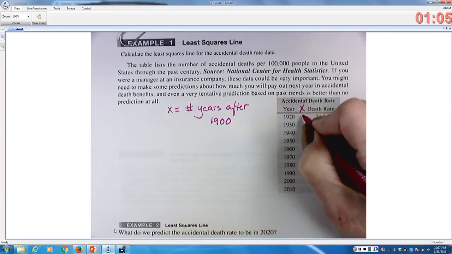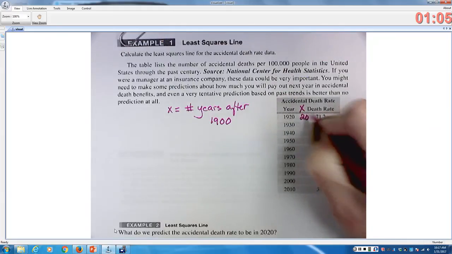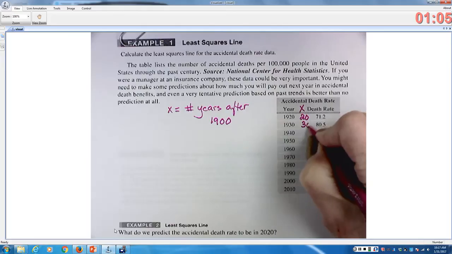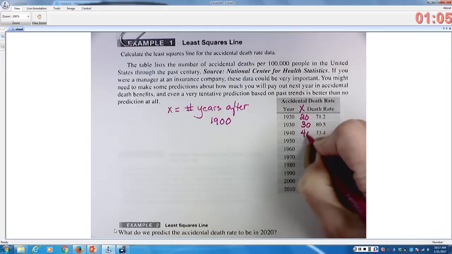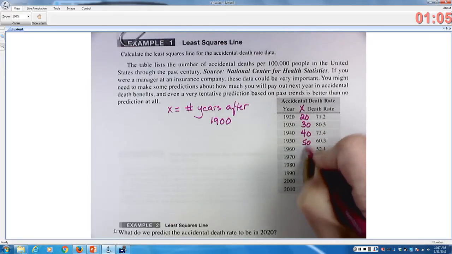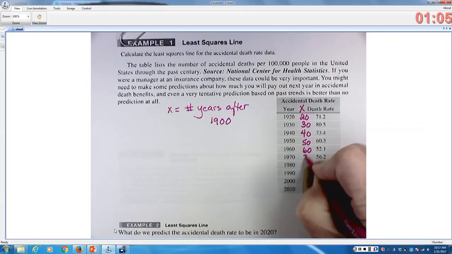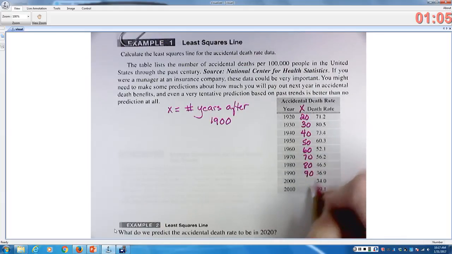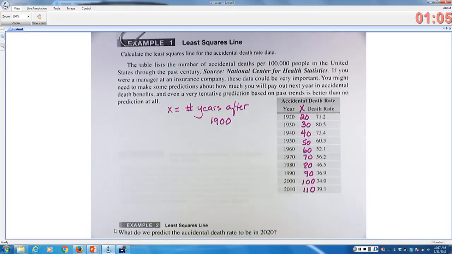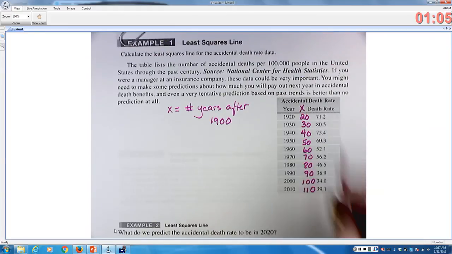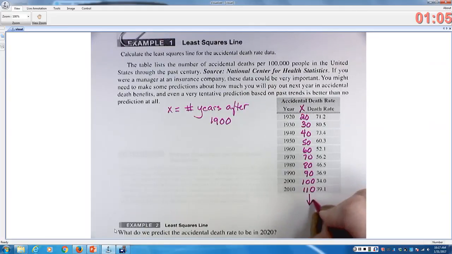So my first X value is actually 20. And my second one is 30. My third one is 40, then 50, 60, 70, 80, 90. And at 2000, that's 100. And 2010, it's 110. So those are my X's. And I'm going to put those X's into list 1 on the calculator.